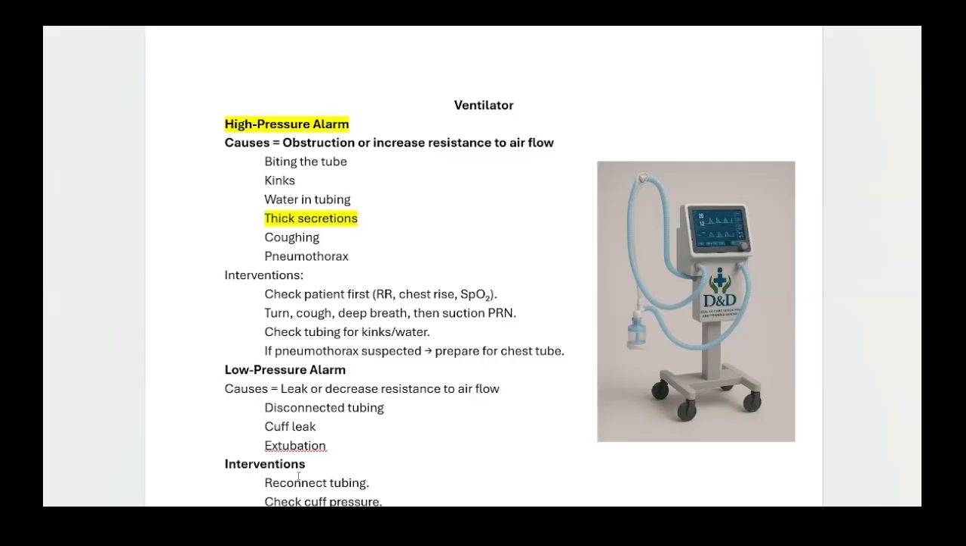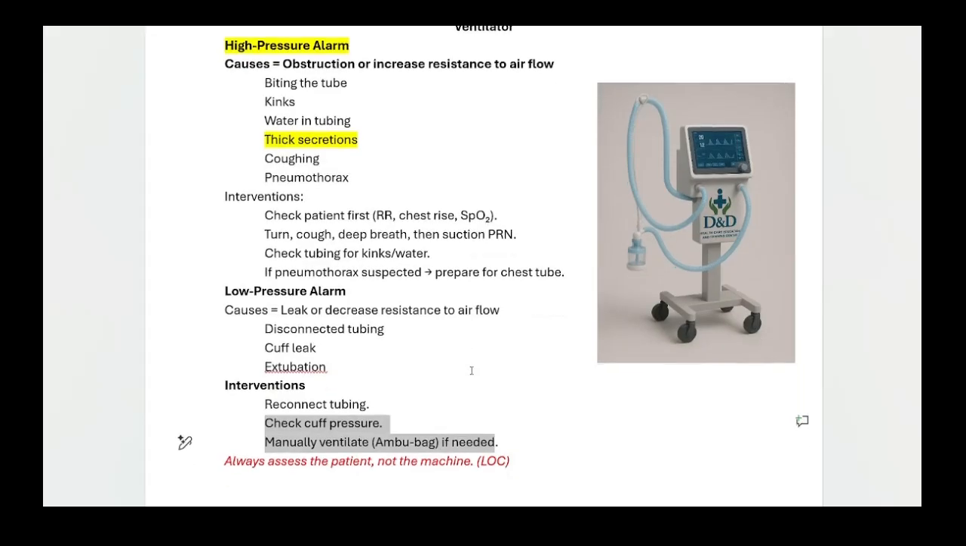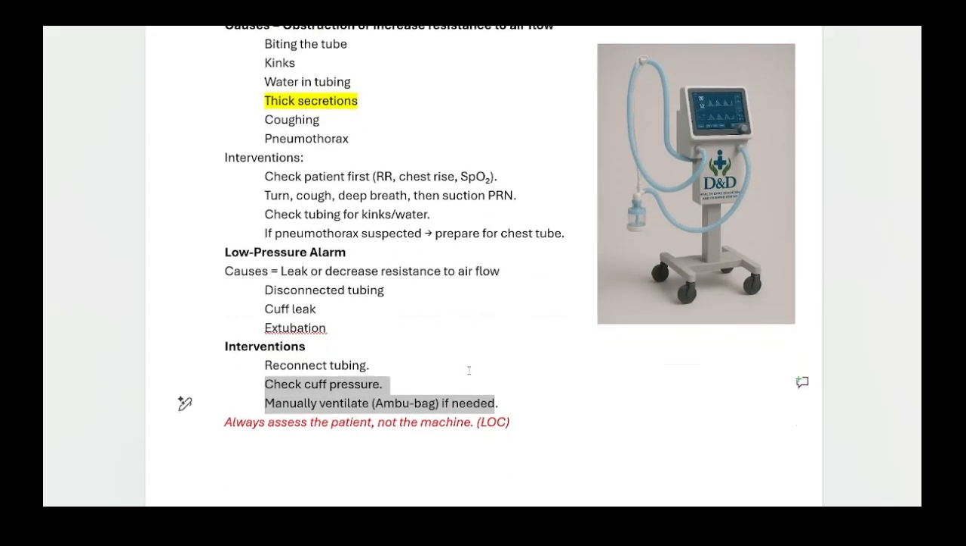What do you do in this case? All you have to do is reconnect the tubing or check the cuff pressure. When you cannot find what is causing these alarms to go off, please look for options that say to manually ventilate the patient. In this case, you'll be using the Ambu bag. One thing you have to remember is to always assess your patient, not the machine.